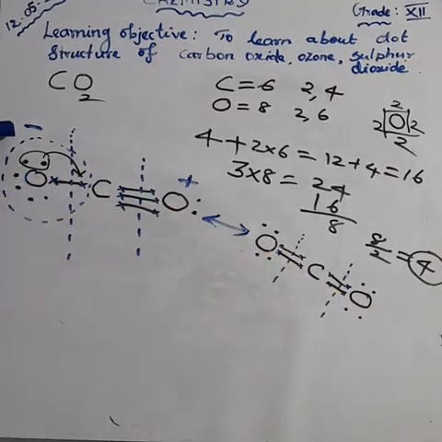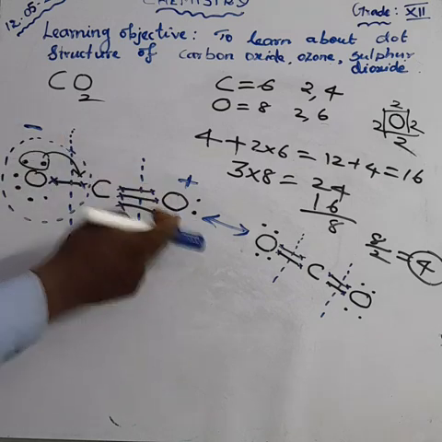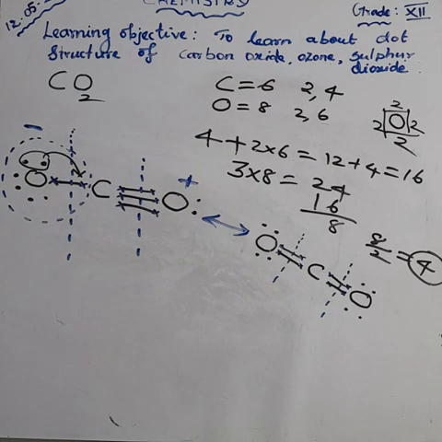In the previous structure, the first oxygen has a negative charge, and this oxygen has the positive charge. Am I right? Next one. Next structure.